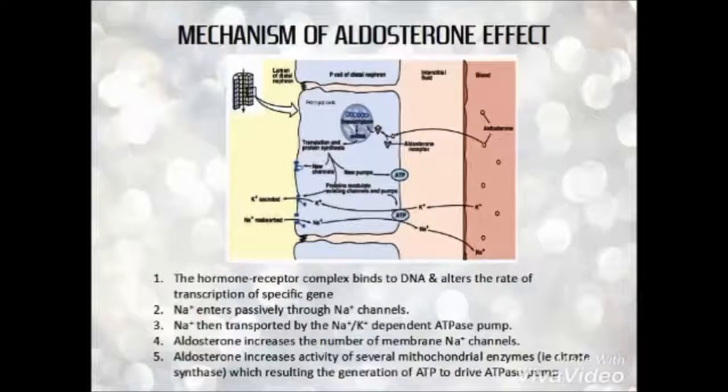The aldosterone enters from the blood into the nucleus of the distal convoluted tubule cell, and then the hormone receptor complex binds to DNA and alters the rate of transcription of specific genes. After that, the sodium enters passively through the sodium channel. Then the sodium is transported by the sodium-potassium dependent ATPase pump. ATP here acts as the energy source, and the aldosterone increases the number of membrane sodium channels. Lastly, aldosterone will increase the activity of several mitochondrial enzymes, most likely resulting in the generation of ATP to drive the ATPase pump, so more sodium will be retained.